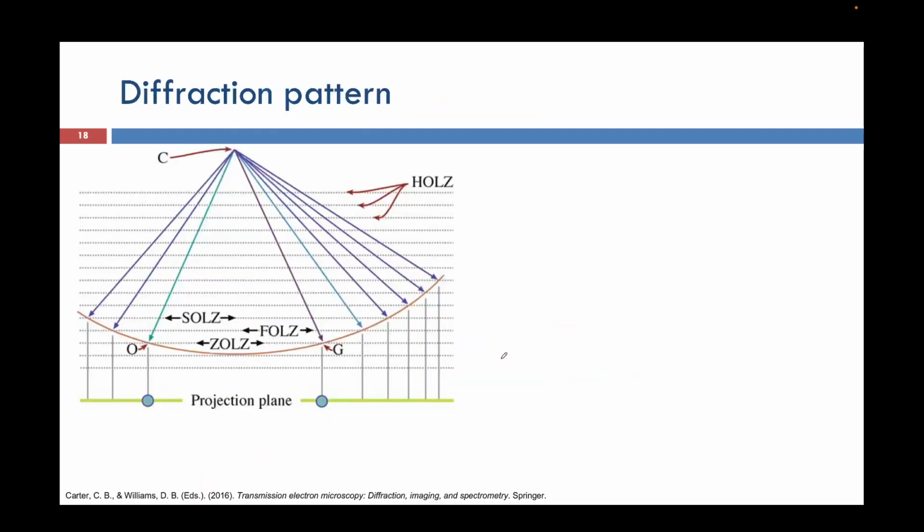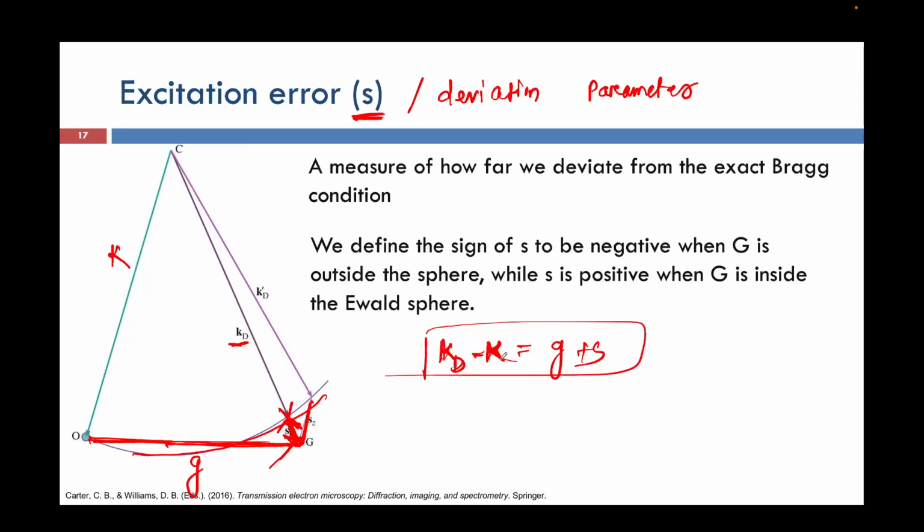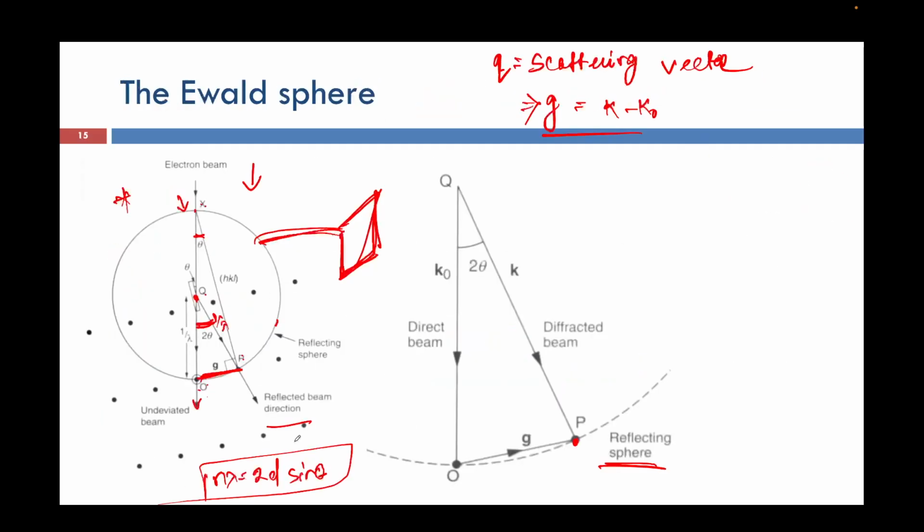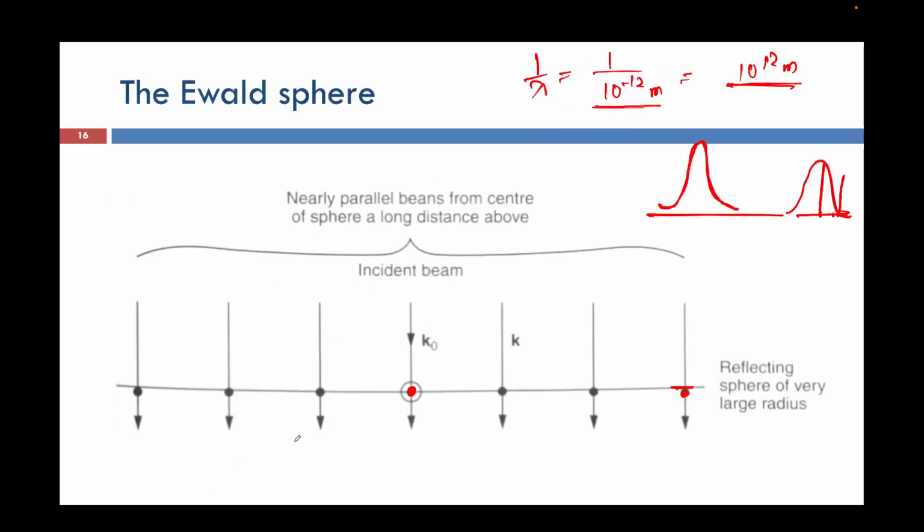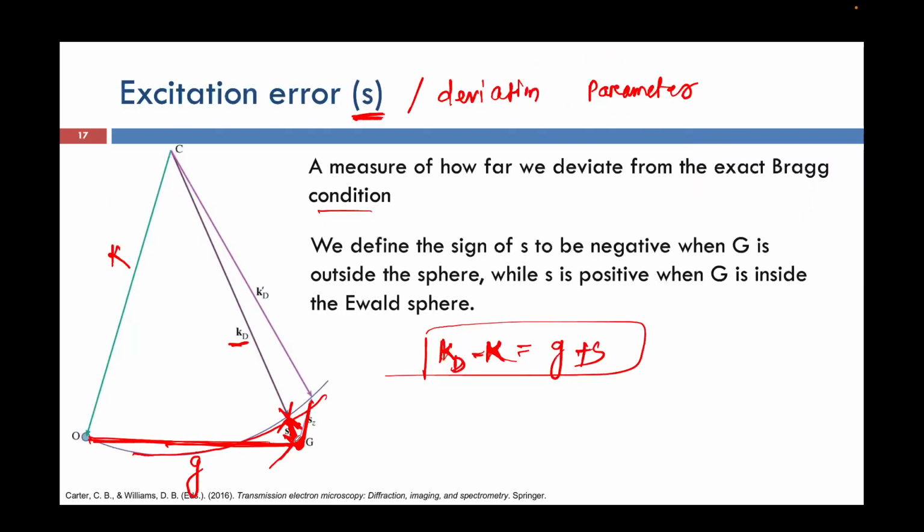And this excitation error is a measure of how far we deviate from the exact Bragg condition, which we saw, and we defined whether S is positive or negative. When this point G is outside the sphere, S is always negative. When G is inside the sphere, we'll see in a few moments, then the deviation parameter will be more.